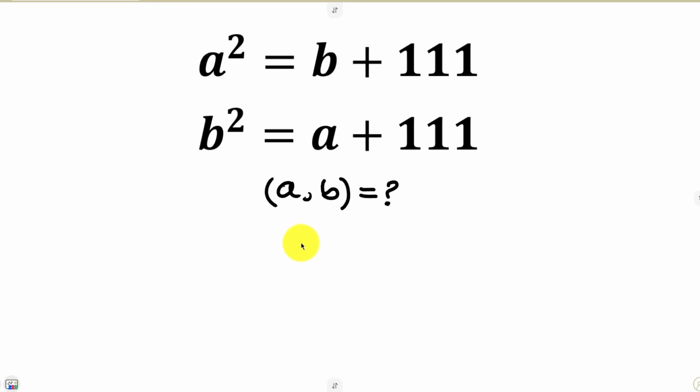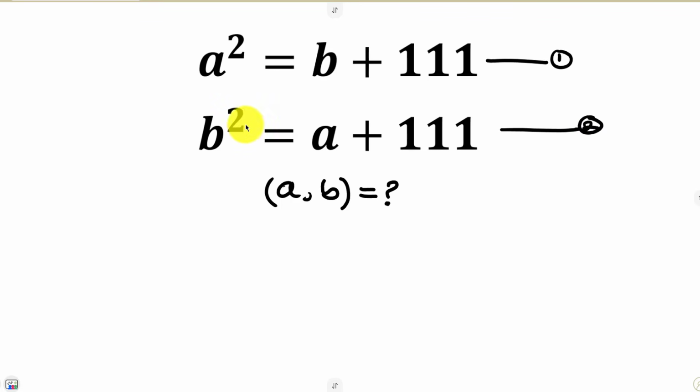What's going on, everybody? We have a nice system of symmetric equations that says: find the values of a and b given that a squared is equal to b plus 111 and b squared is equal to a plus 111. Well, we can name these two equations, call this equation 1 and call this equation 2.